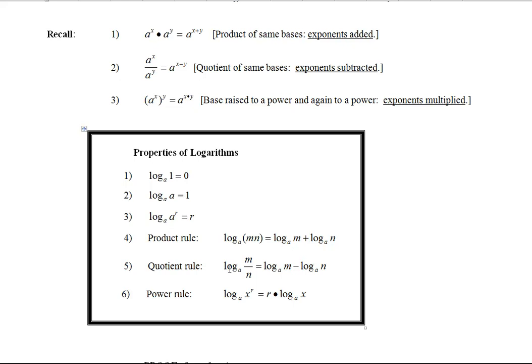Quotient rule. When I have the log of a value being divided by another value, I can subtract those two. See this sign right here, separating? Now remember, I've got a little subtraction right here. Power rule. If I have a log of a number raised to a power to whatever base, that exponent, I can move it out front. So this is my power rule. So I've got product rule, quotient rule, power rule.